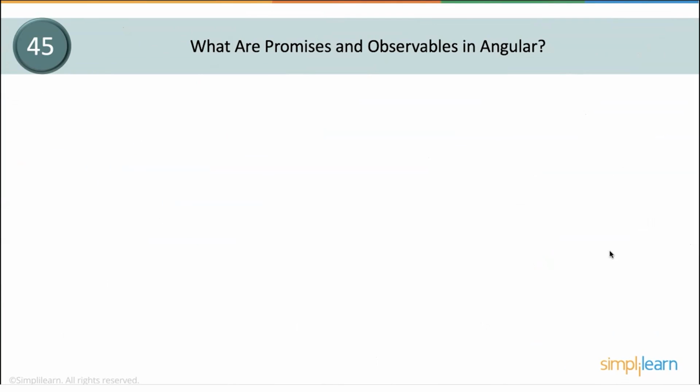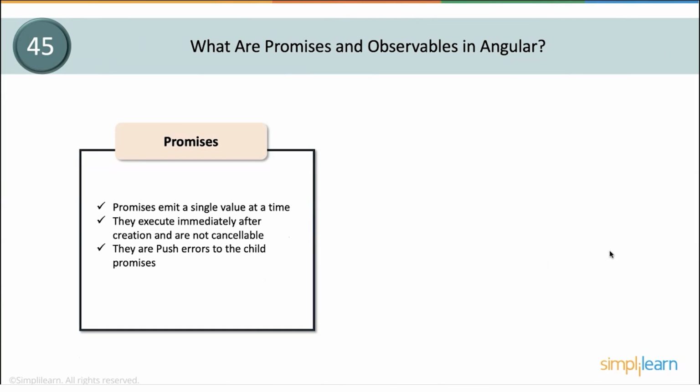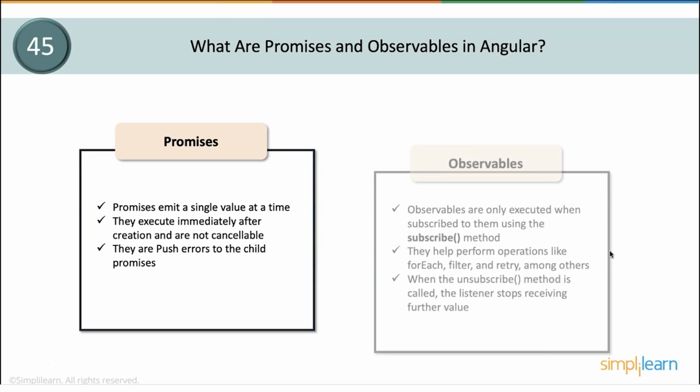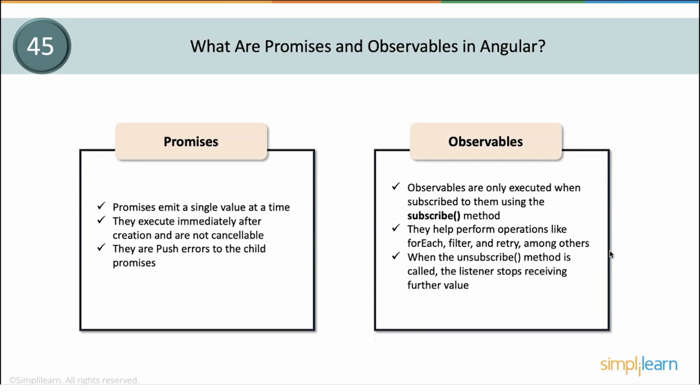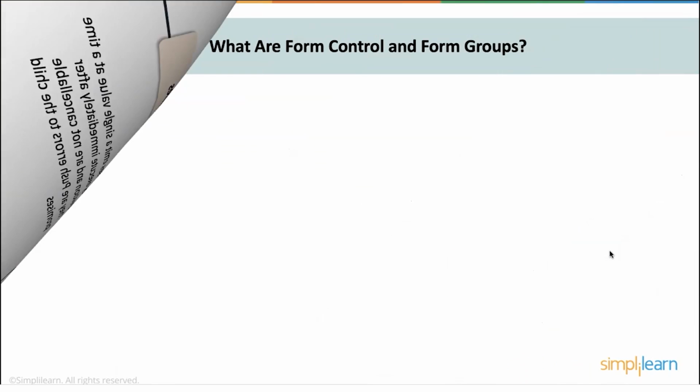Now, what are promises and observables in Angular? Promises are a typical JavaScript object. They emit a single value at a time. They execute immediately after creation and are not cancelable. They push errors to the child promises. Whereas observables are only executable when subscribed to. They won't be called unless you subscribe to them using the subscribe method. They help perform operations like forEach, filter, and retry. When you unsubscribe, they won't get called and won't listen anymore.